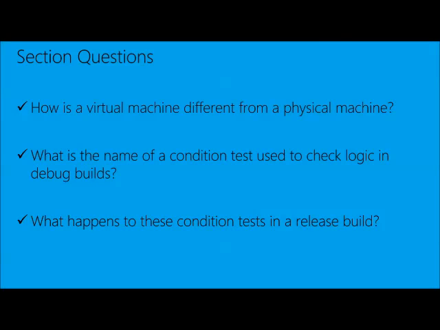First question is, how is a virtual machine different from a physical machine? A virtual machine is software-based, and you can have several virtual machines on a Windows server. And what's the name of a condition test used to check logic in debug builds? That's an assertion. Okay. And what happens to these condition tests in a release build? They are ignored. Okay.